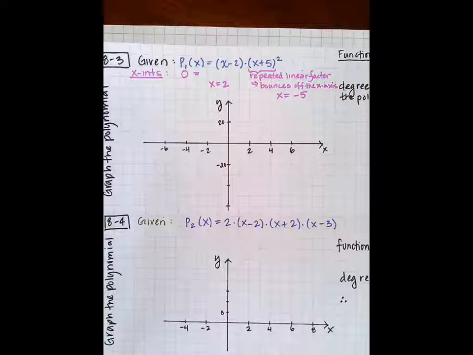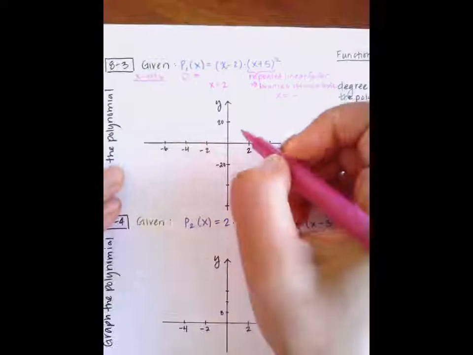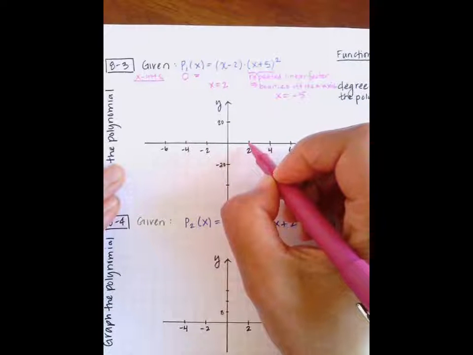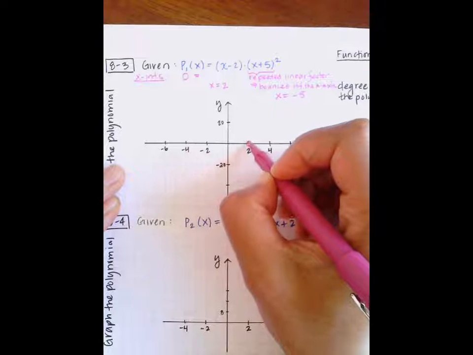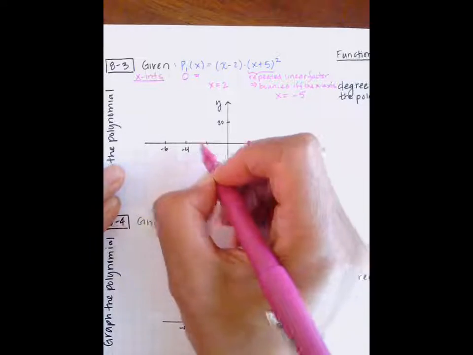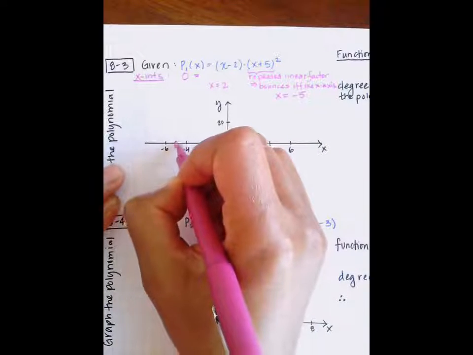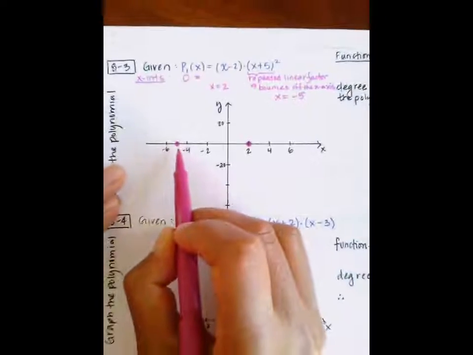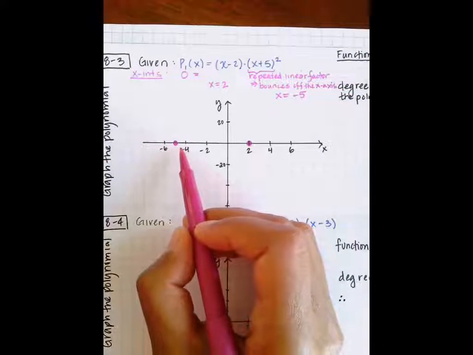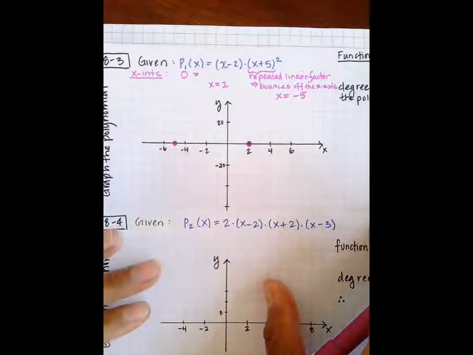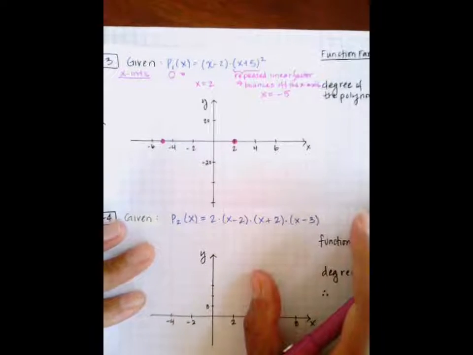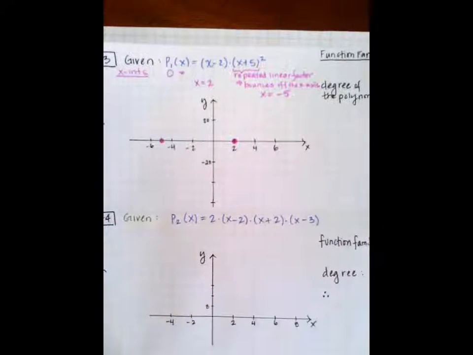Those help me find values on my graph to quickly generate a very nice looking sketch. Again, we've got the value of 2, and then we've got the value of negative 5, which is over here. And remember again that this is a cubic graph, and it's going to bounce here. You're supposed to use technology to help you understand more about what these look like.